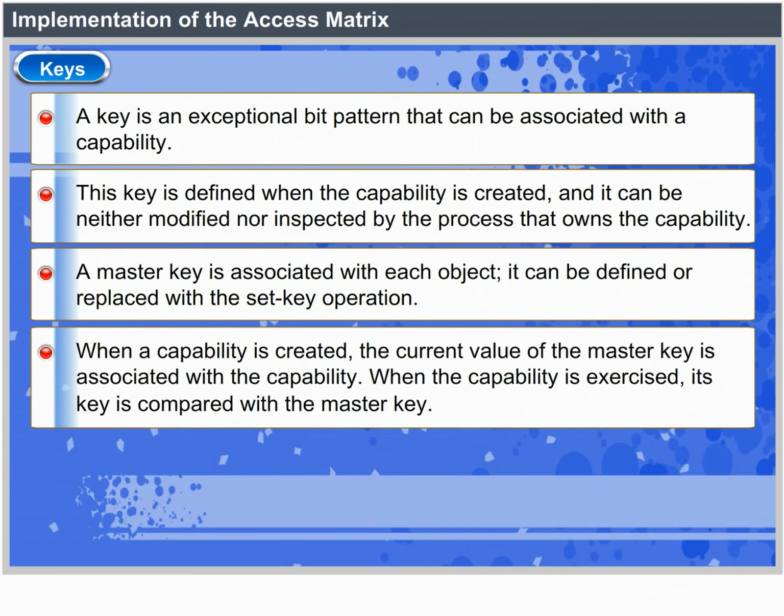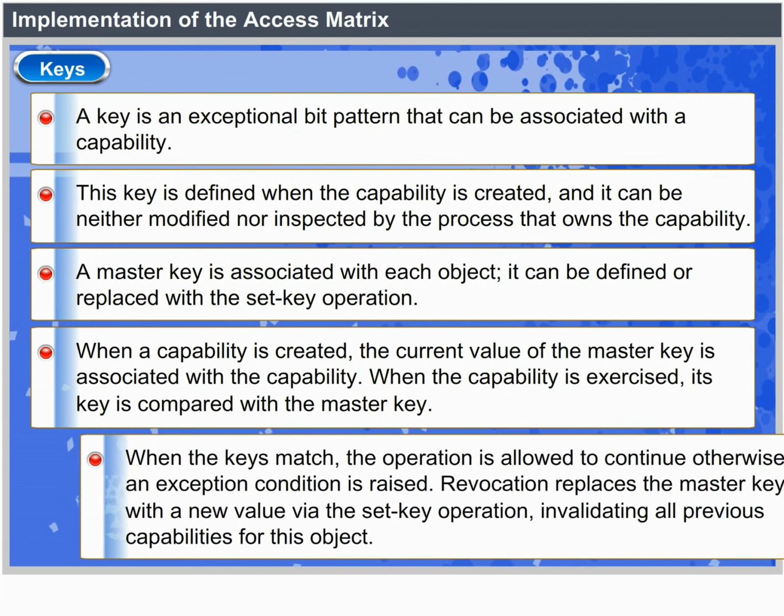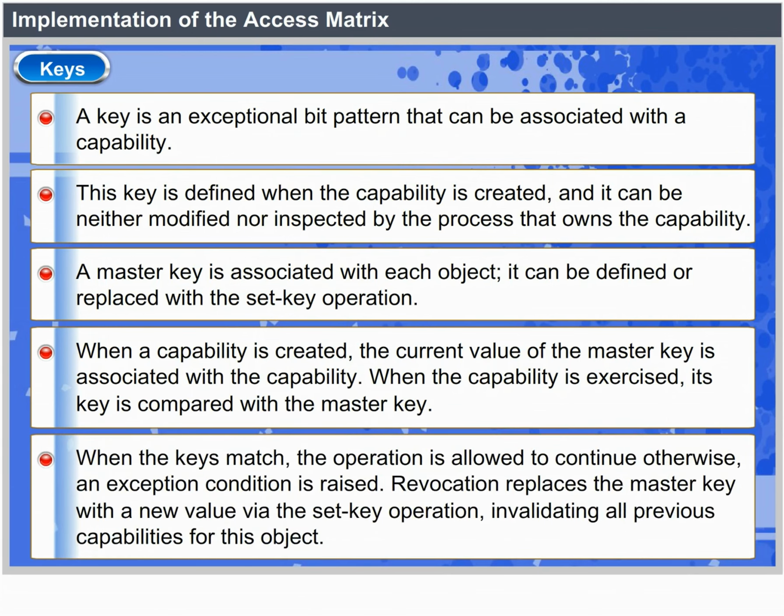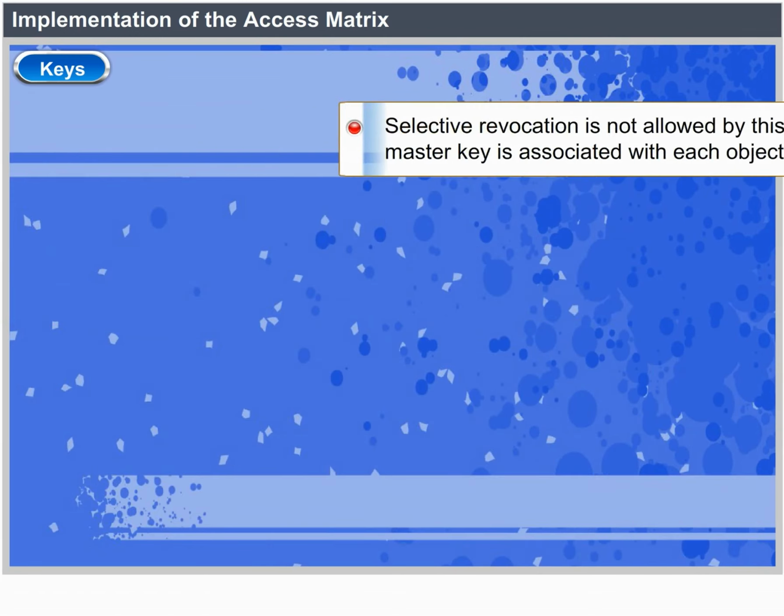When a capability is created, the current value of the master key is associated with the capability. When the capability is exercised, its key is compared with the master key. If the keys match, the operation is allowed to continue. Otherwise, an exception condition is raised. Revocation replaces the master key with a new value via the set key operation, invalidating all previous capabilities for this object. The scheme does not allow selective revocation since only one master key is associated with each object.